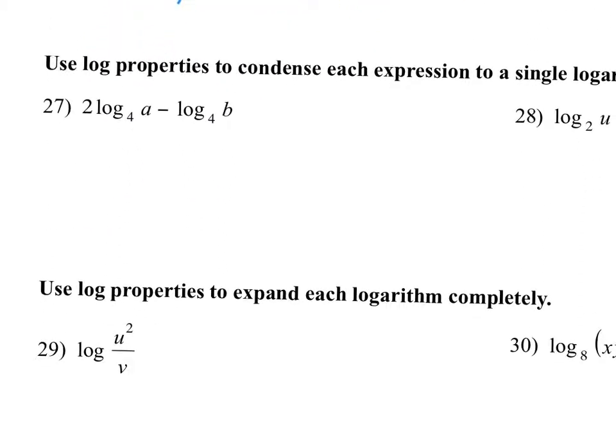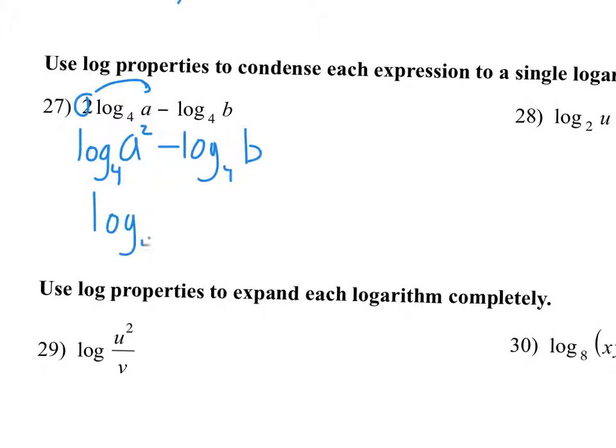For number 27, we're doing some condensing. First thing, I'm going to take my numbers out front and write them as powers. I only have one here, I guess. So that's log base 4 of a squared minus log base 4 of b. Since we're subtracting, that really means dividing. I'm going to write this as log base 4 of, we've got a fraction. Here we've got a squared and b on the bottom.